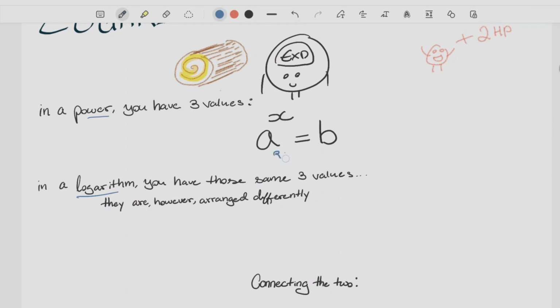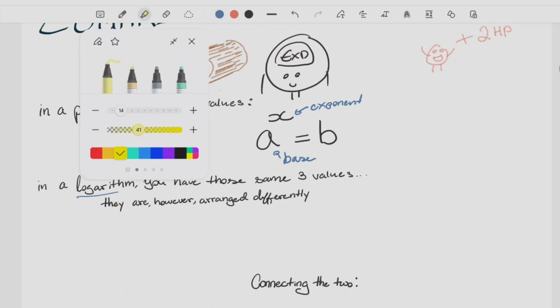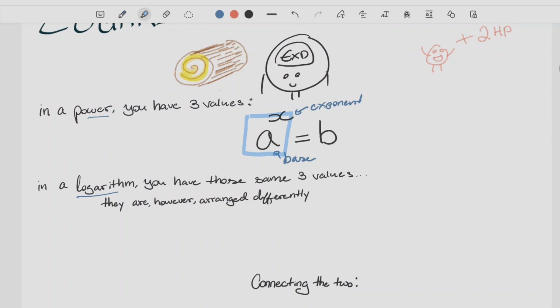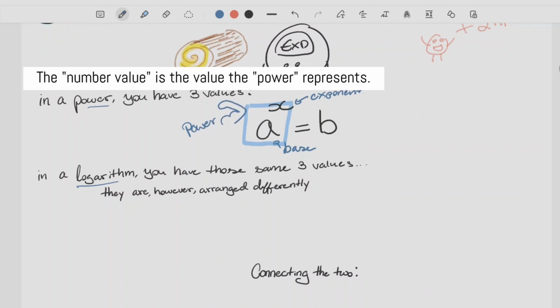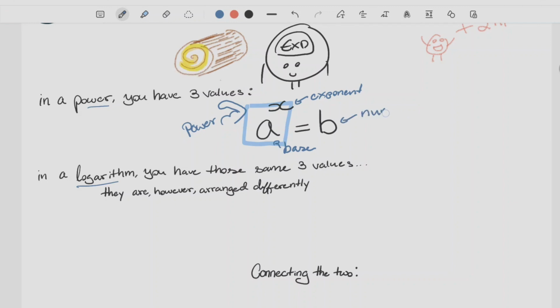So just to label it, we've got our base, we've got our exponent. This entire thing is called a power. And this is our number value. So, for example, you've got your 10 squared equal to 10 times 10 equal to 100. You've got your 5 cubed equal to 125.